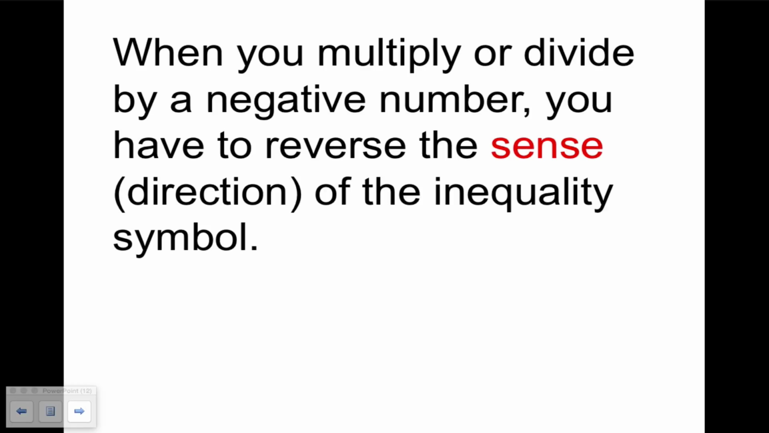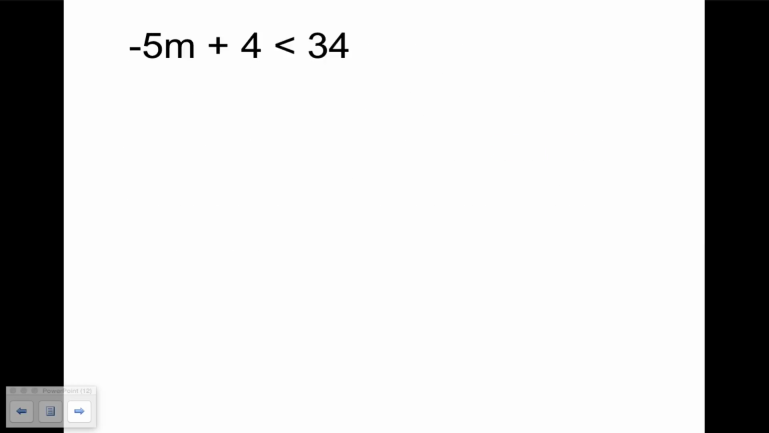That's the direction. Remember, I kept saying how we could keep the inequality symbol the same because we were multiplying or dividing by a positive. But when you multiply or divide by a negative, you have to reverse it. So here we have -5m plus 4 is less than 34. We'll begin with the line of inequality and the box around -5m.